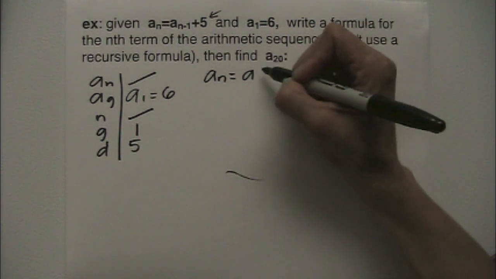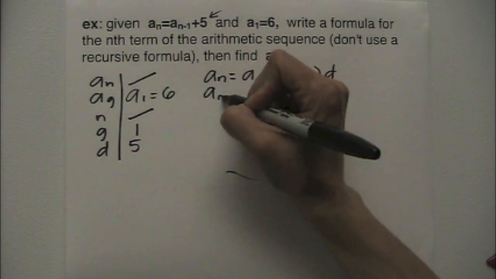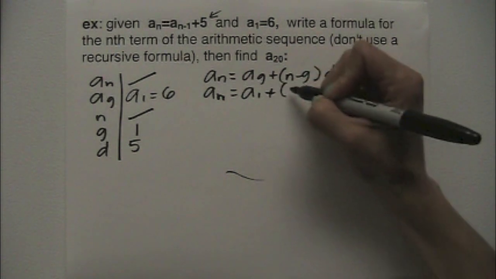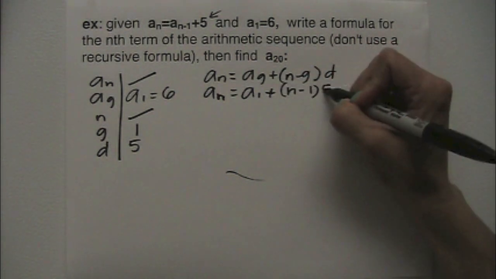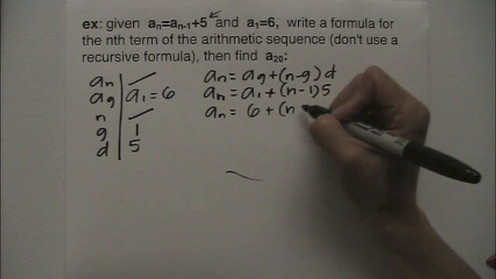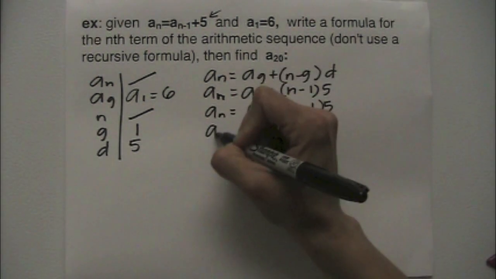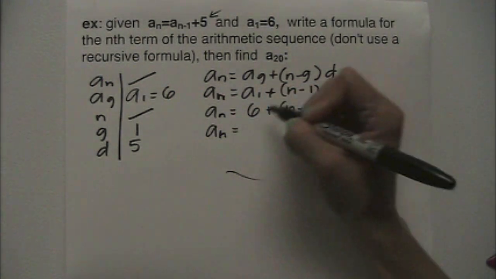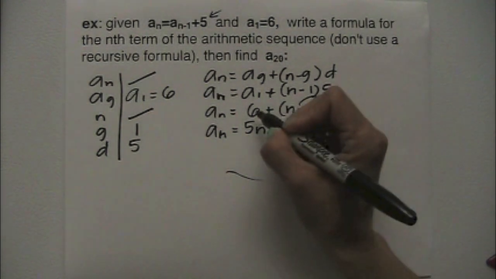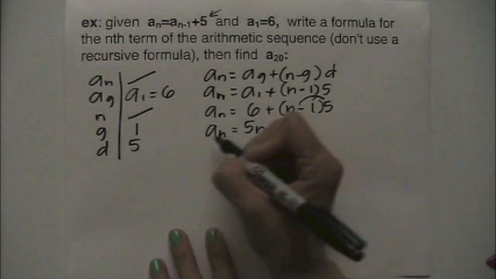So same formula, a sub n equals a sub g plus the quantity n minus g times d. Plug everything in. And finally, distribute and combine like terms. So this is going to be 5n and then minus 5, and then we're adding 6. So there's your formula for the nth term of the arithmetic sequence.